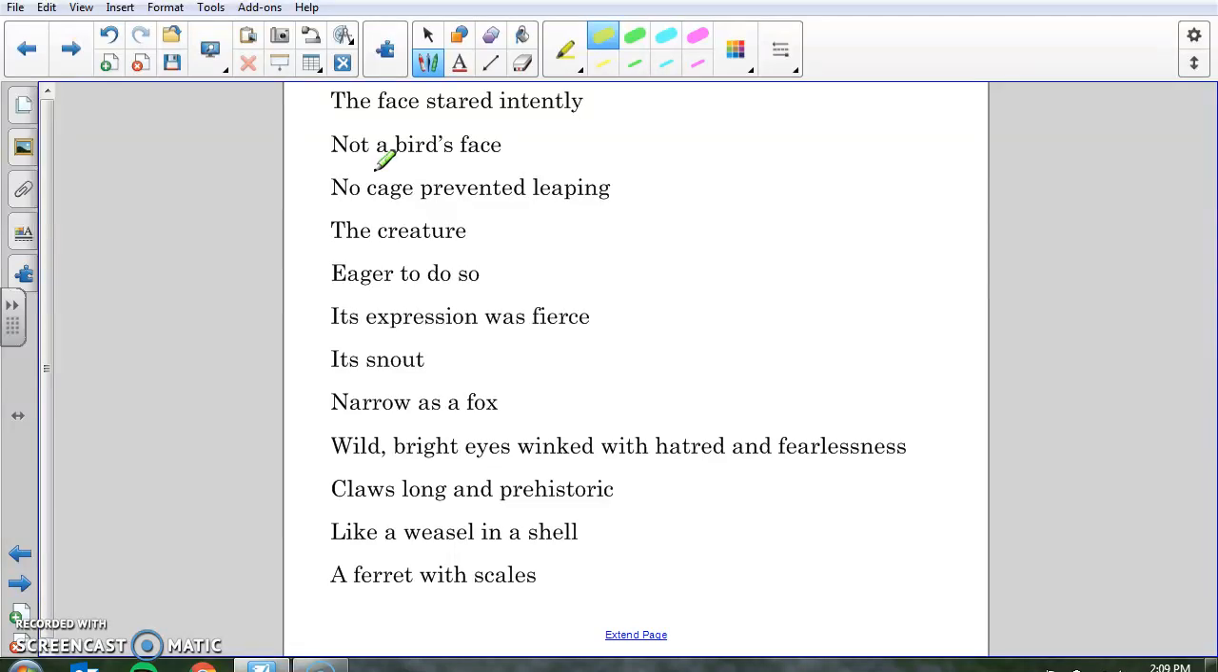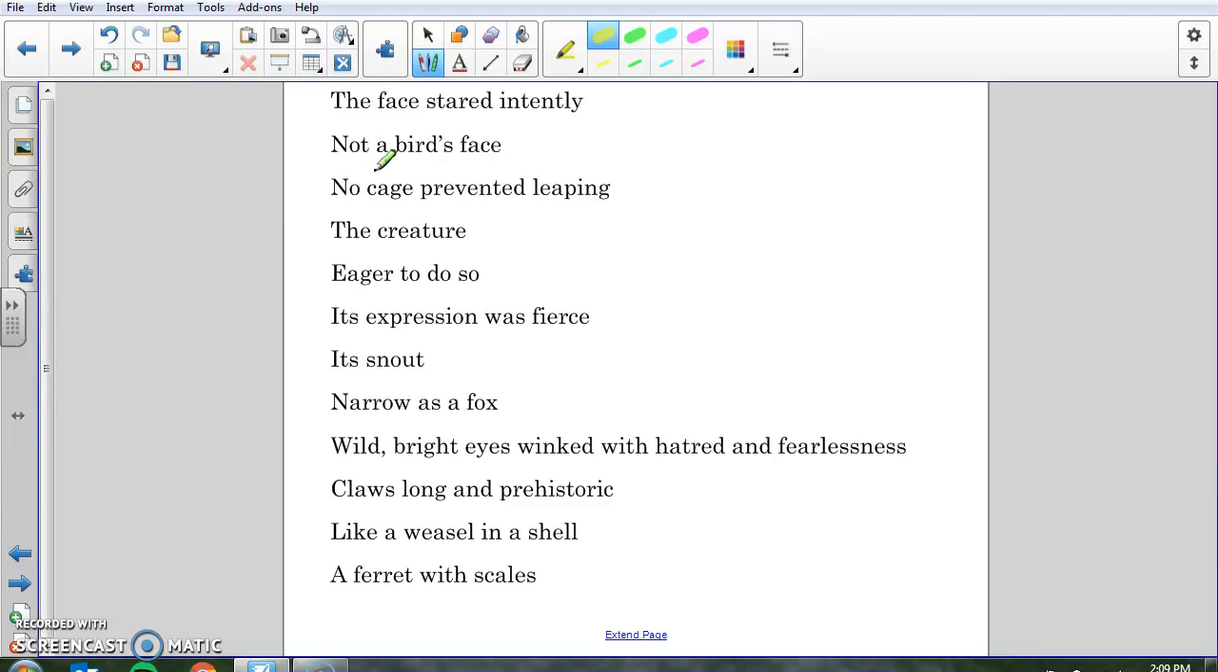I took out some words such as "the creature from leaping," and just left it as "no cage prevented leaping" because I thought that was kind of poetic. I thought it was a little bit mysterious, and I really liked that. Then I'm adding the words "the creature, eager to do so." I liked the line "its expression was fierce." I felt that was really descriptive, and I thought that should be kind of on its own.